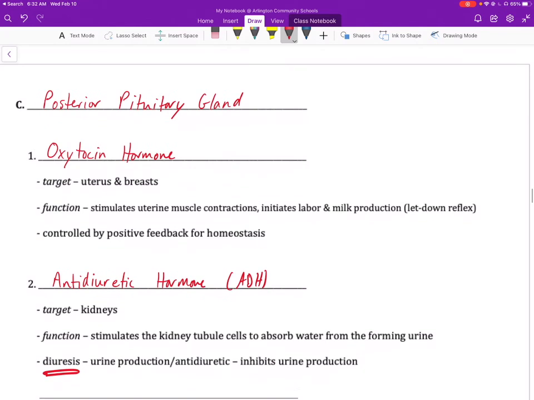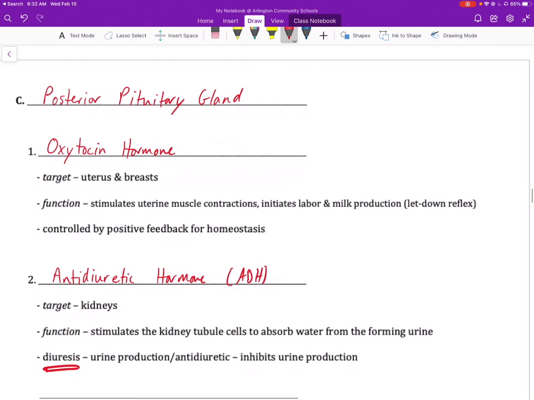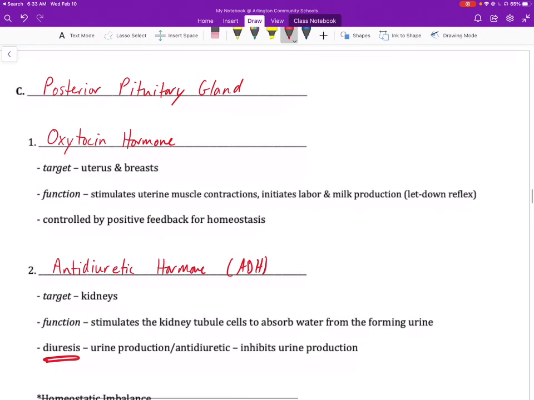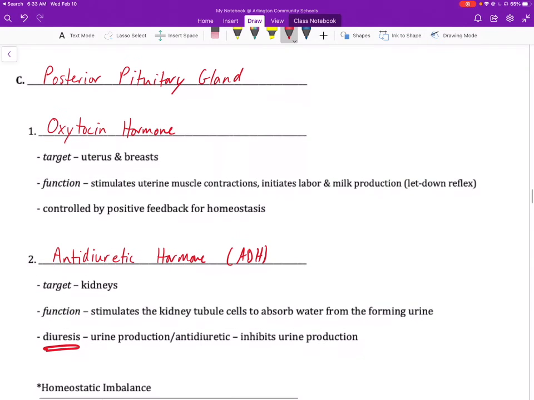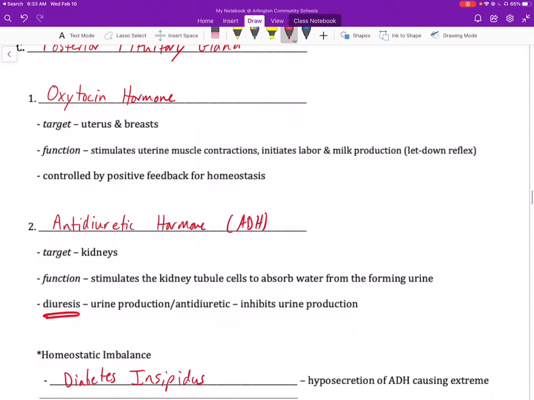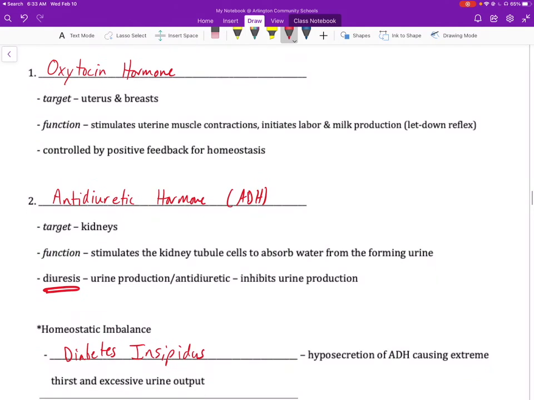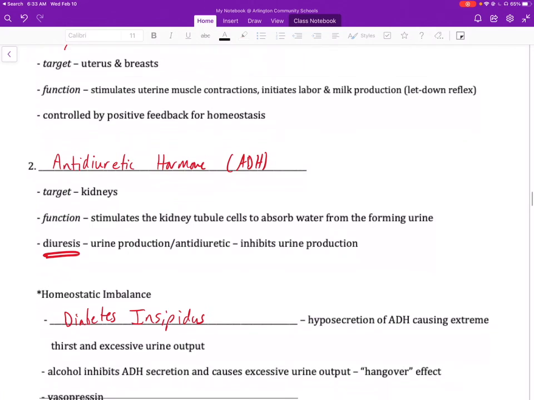So now we have the posterior pituitary gland. Our first one is oxytocin. We remember this from when we talked about positive feedback loops within pregnancy. Oxytocin is going to target the uterus and breast. Its function is to stimulate uterine muscle contraction, such as Braxton Hicks contractions, or labor. It also initiates milk production, what we call the letdown reflex. It's also controlled by the positive feedback loop for homeostasis, which is very exciting.